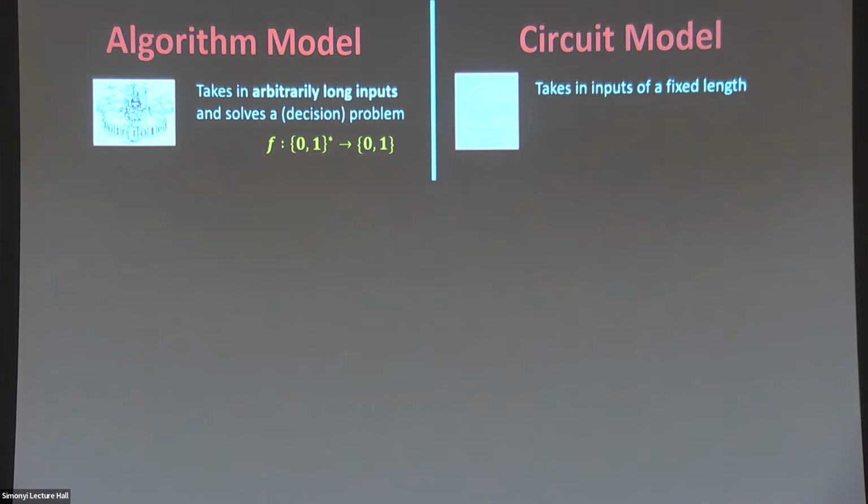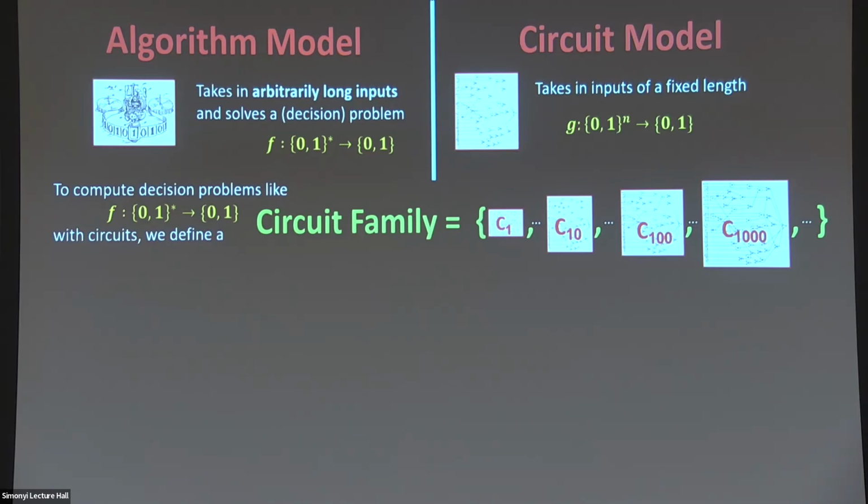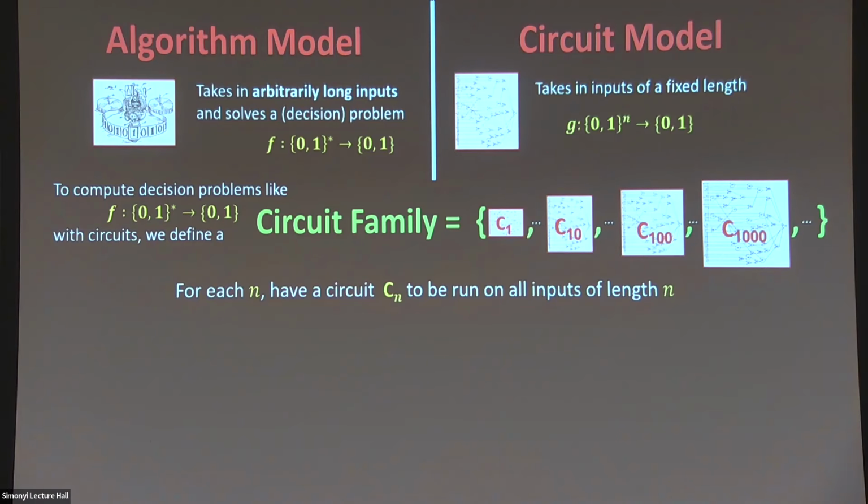In the circuit model, the thing that I'm looking at is a finite object. It takes a finite number of inputs and outputs a single bit. And to compute a decision problem, we simply define an infinite circuit family. We define a separate circuit for each input length. So we have some circuit C sub n, which we run on inputs of length n to give us the answer. Now we're asking, what decision problems can circuit families compute?